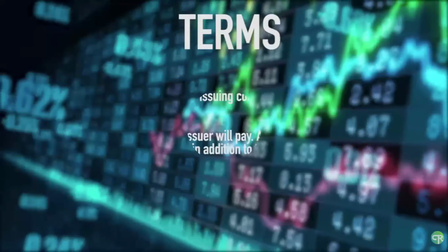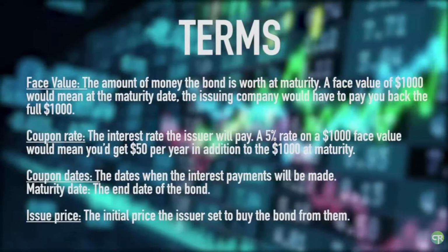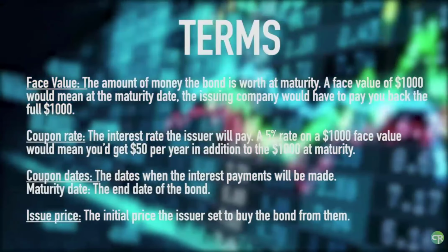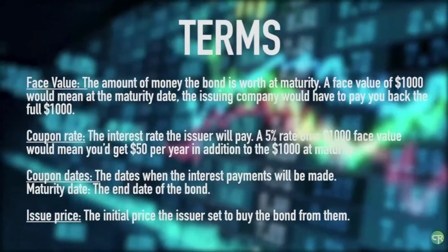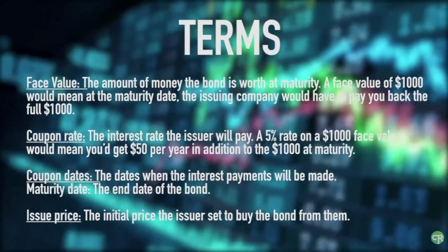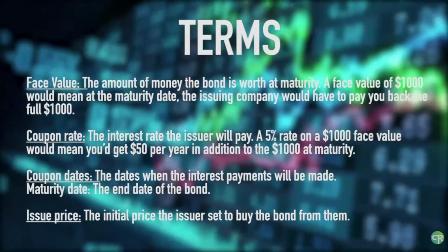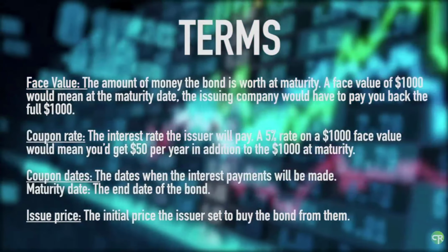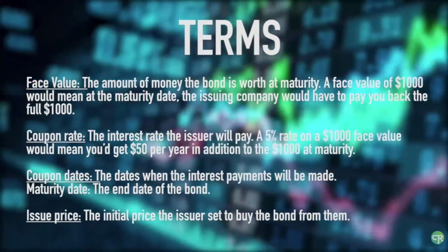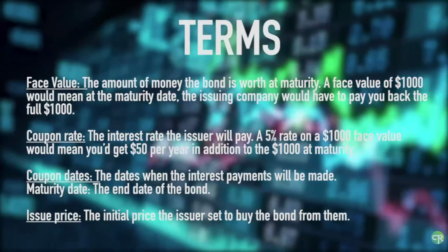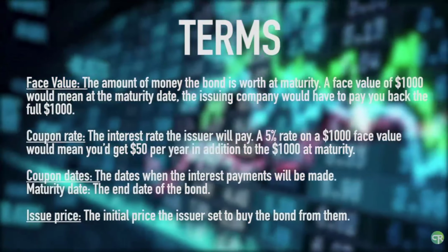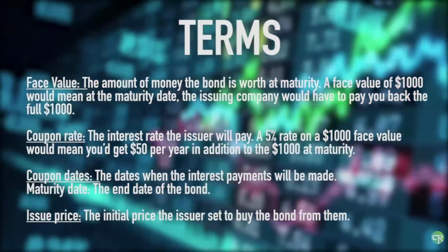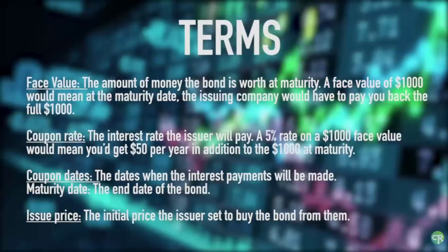Face value is the amount of money the bond is worth at maturity. A face value of $1,000 would mean that at the maturity date, the issuing company would have to pay you back the full $1,000. The coupon rate is the interest rate which the issuer will pay. A 5% rate on a $1,000 face value would mean that you'd get $50 per year in addition to the $1,000 at maturity. Coupon dates are the dates when interest payments will be made. The maturity date is the end date of the bond. And finally, the issue price is the initial price the issuer set to buy the bond from them.